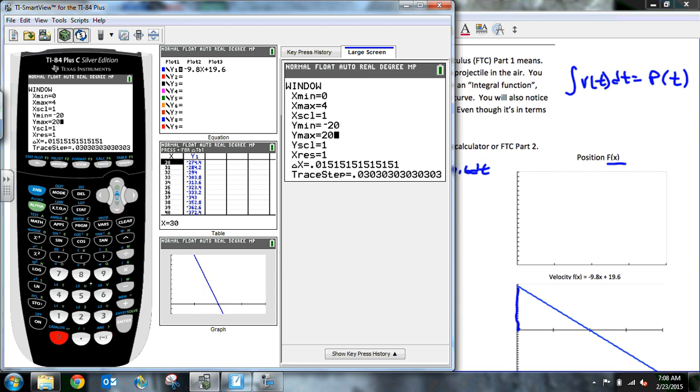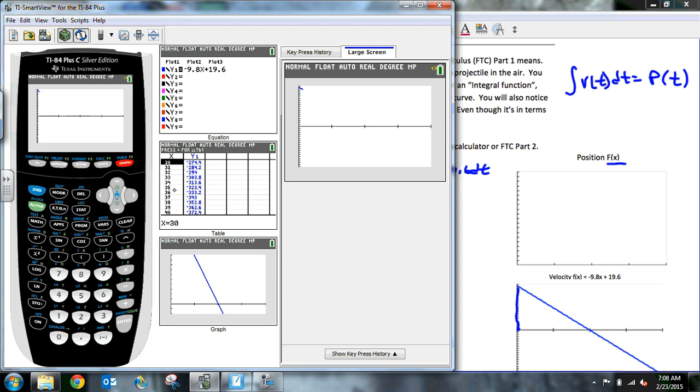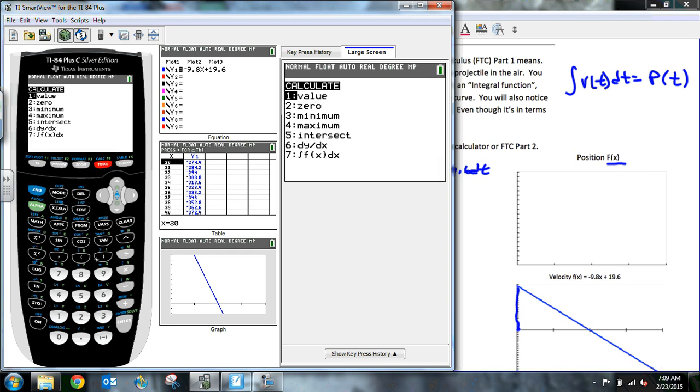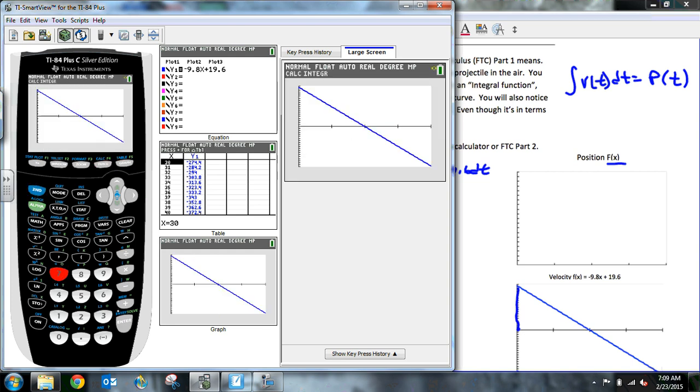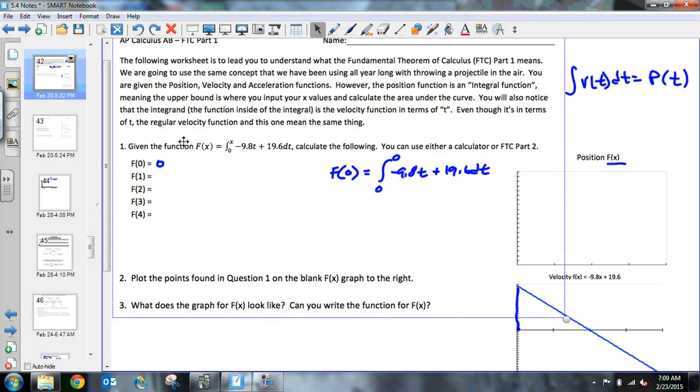Okay. So now if I graph this, same graph that I get down here, and I'm going to integrate between 0 and 0, all right, just so you can do it. So second, calculate, 7 for integration. We're going to start at 0, and we're going to end at 0, and then we get an area of 0. So because of that, that's why we get that.